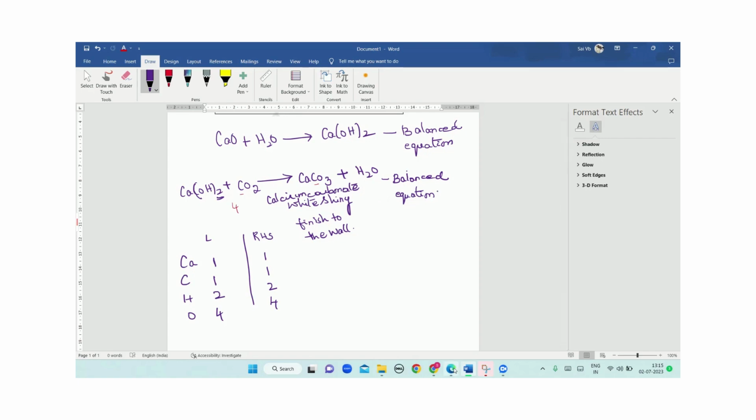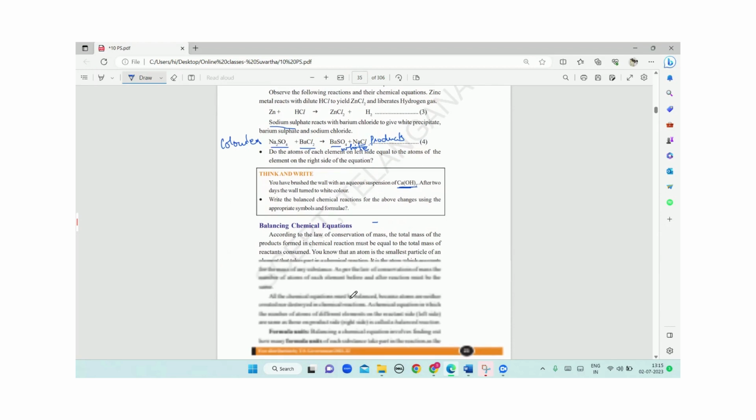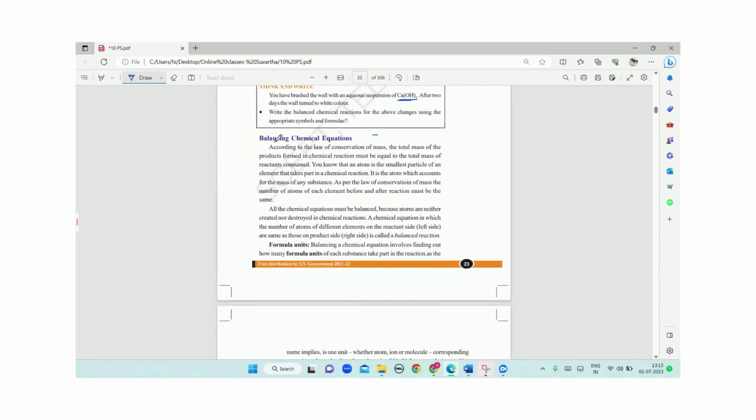Now, why should we balance an equation? We have an answer here. Why does the equation have to be balanced? According to the law of conservation of mass, the total mass of the products formed in a chemical reaction must be equal to the total mass of reactants consumed. So mark this answer from here to here. Why should a chemical equation be balanced? Write down the question here.